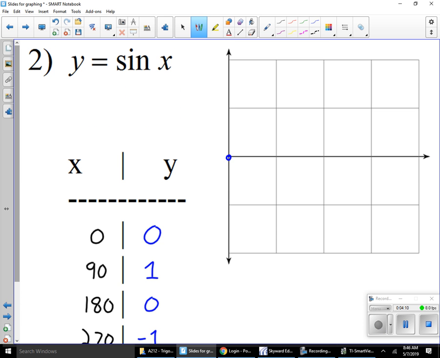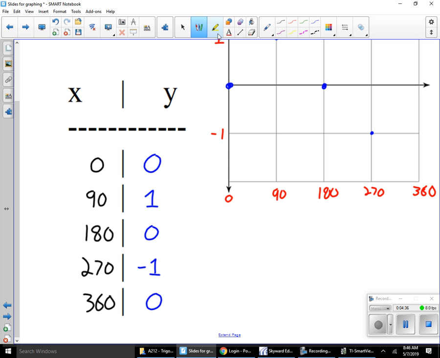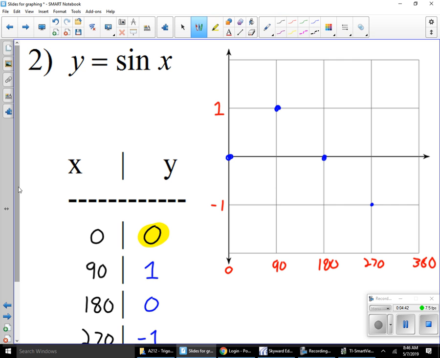So we're going to have the point 0, 0. I'm going to put my axes down here: 0, 90, 180, 270, 360. And then this will be -1, this will be +1. So I will have the point 0, 0, the point 90, 1, 180, 0, 270, -1, and then finally 360 will also be 0. These two should always match, because the graph is periodic, so its start point and end point will have the same y value. So we get that wave shape that we saw on the first slide. There we go. Not bad, not bad.